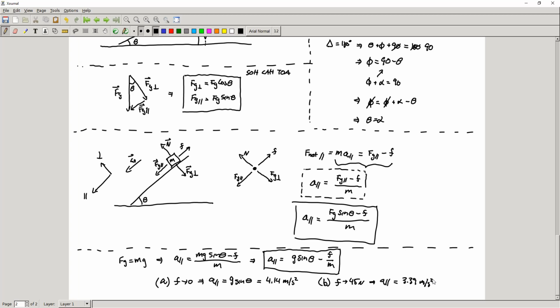Okay, and so those would be the answers for part A and B, and this is sort of how we're always going to handle these problems with ramps and stuff. We want to choose a coordinate system that's convenient for us to work with the problem. We're always looking for coordinate systems that make our problems easier, and here the choice of coordinate system that makes this problem easier is choosing the parallel and perpendicular directions.